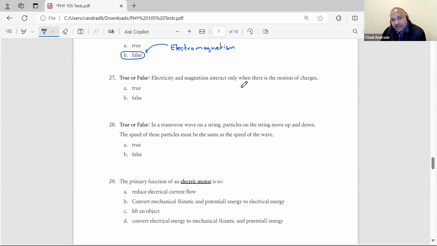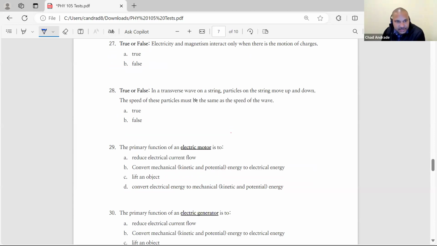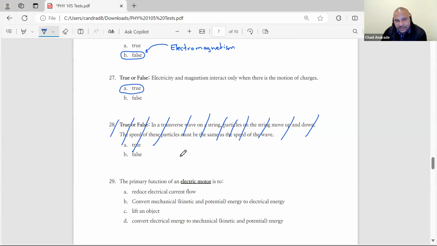27, electricity and magnetism interact only when there is the motion of charges. This is true. I'm going to save this. 28, true or false, in a transverse wave on a string, particles on the string move up, and this was the one that I said kind of held over, kind of crept into this paper. All right. So expect a brand new 28. I was thinking of it, but then totally forgot. Kind of slipped through the cracks.